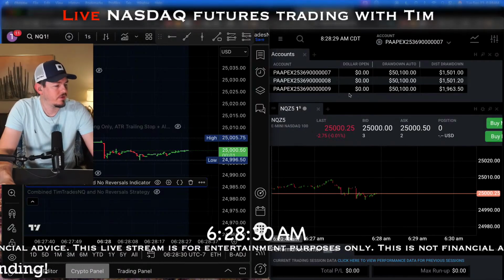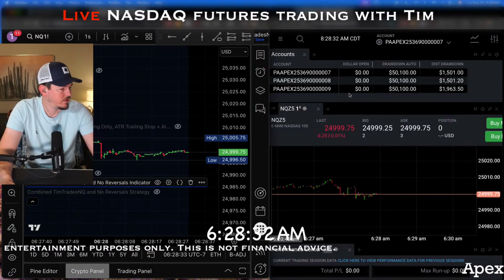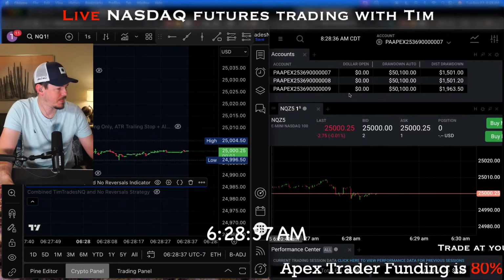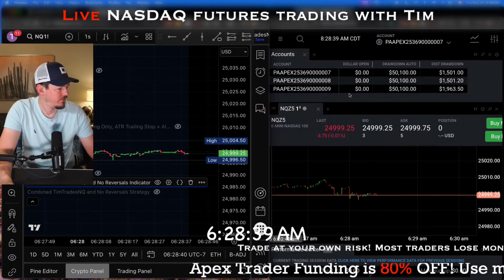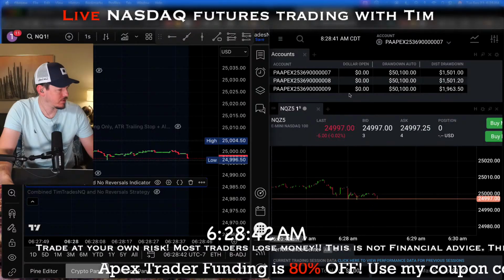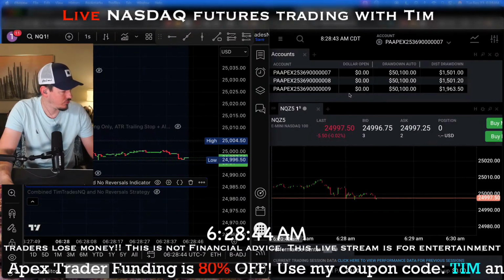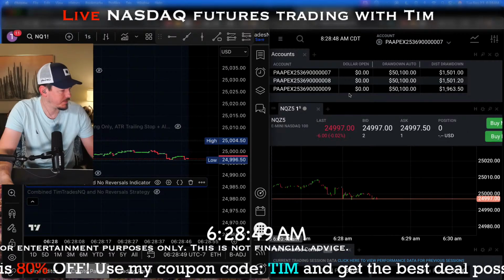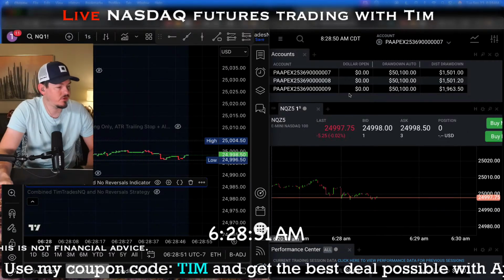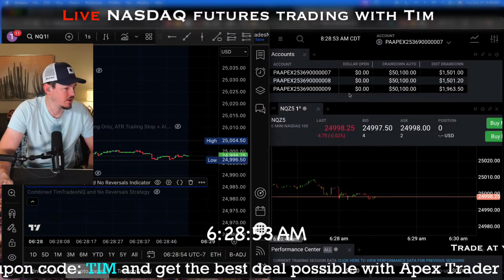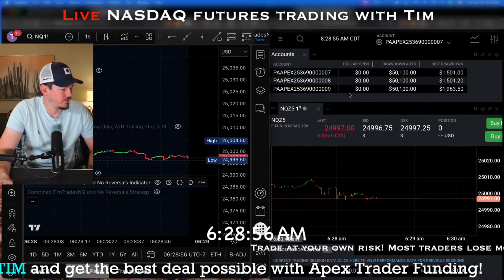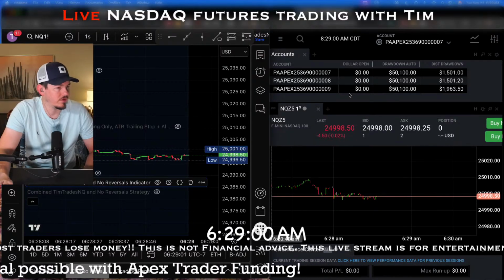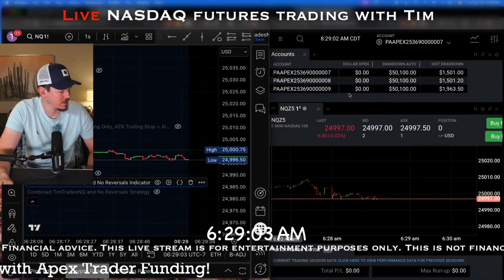I've got Apex Trader Funding accounts, and then on this other computer I actually have a Tradovate account. I purchased one of their straight to funding accounts, so a 50K straight to funding account. The main difference is I only have $2,000 of drawdown. I don't have the 2,500 as I do with Apex.